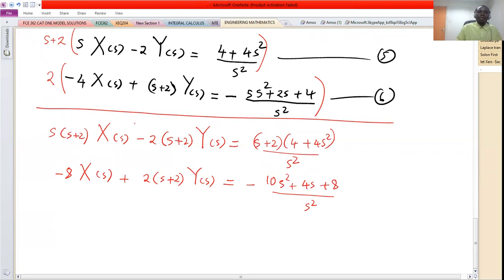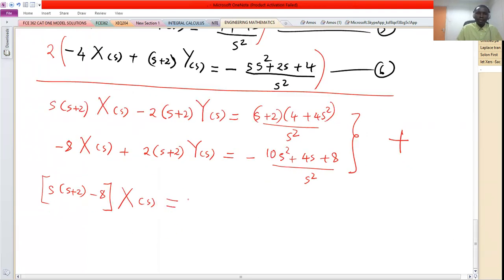So now with these two, we simply add so that we eliminate capital Y. So when we add, we'll have S into S plus 2 minus 8, and then capital X of S equals 2. So I can open this one and get 4S to the power 3, and then let me just write it the way it is.